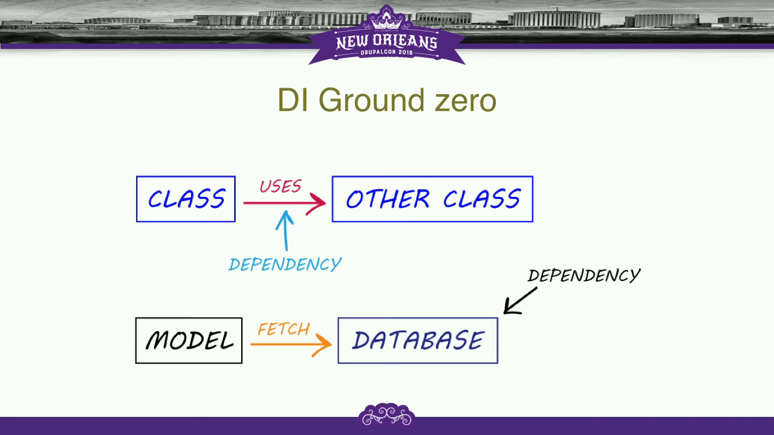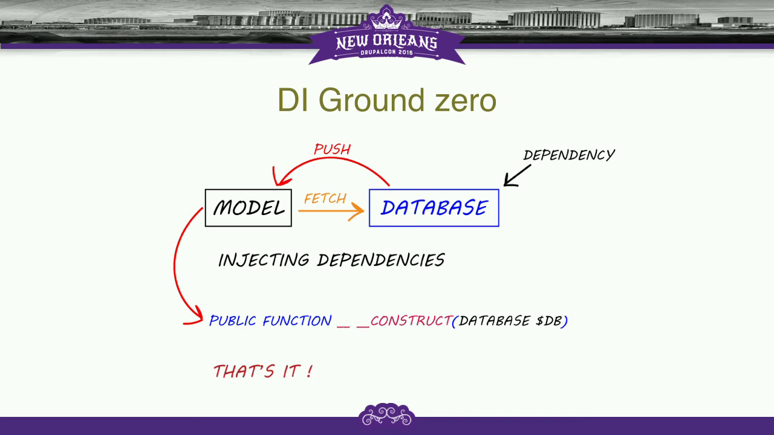So for example, if you have a model class that fetches something from the database, maybe a database query, performing maybe a select query or an update query or SQL query, anything. So we can say that your model class has a dependency of a database object, and that's what a dependency is. So now let's understand what it means to inject dependencies. Injecting dependencies is like pushing a dependency into a class from outside of the box.